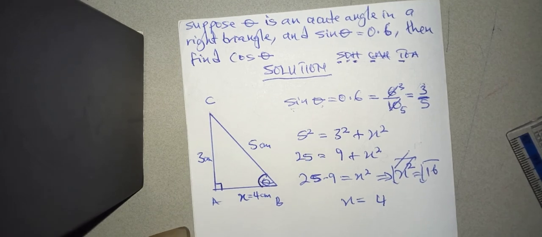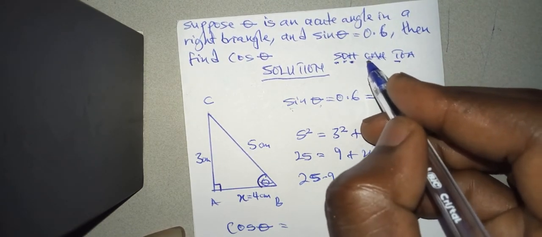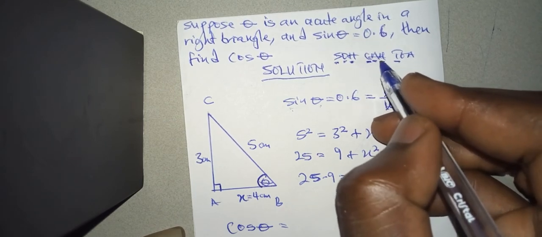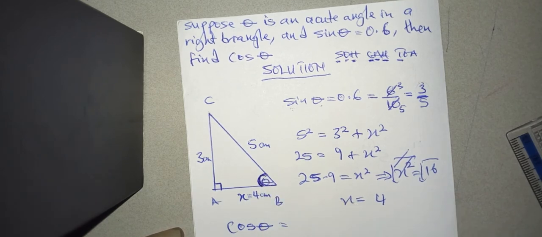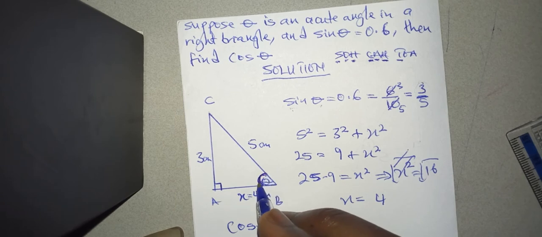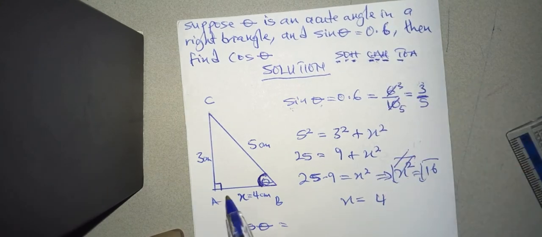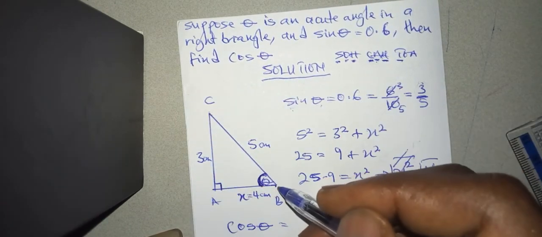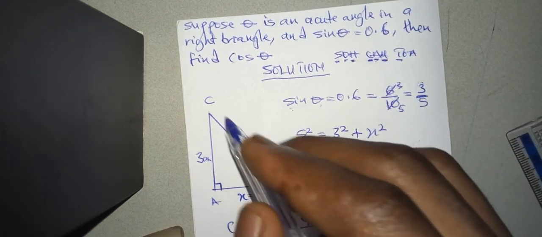Good. Now if I want cos theta, and cos is, let's look at this. This is cos. This A is the adjacent, this H is the hypotenuse. If I put my theta here and take cos of this angle, then I am talking about adjacent over hypotenuse. This is the adjacent, this is the hypotenuse. So cos theta is simply adjacent, which is 4, over hypotenuse, which is 5.